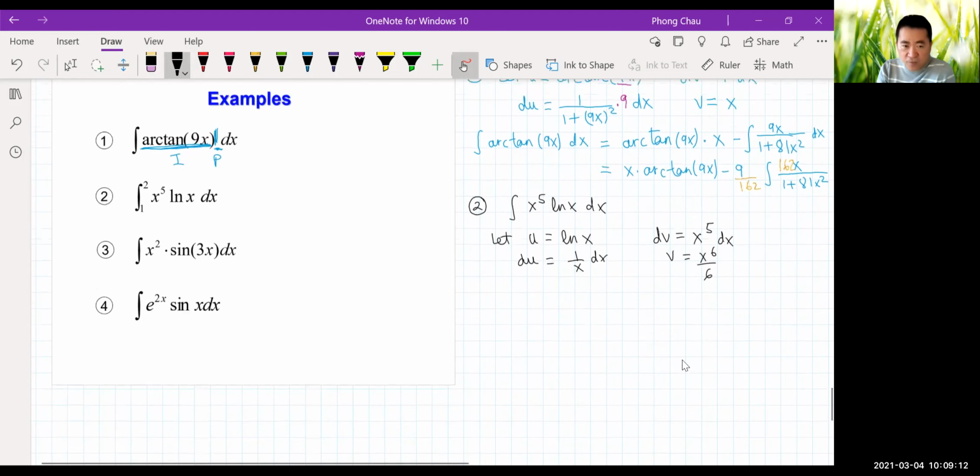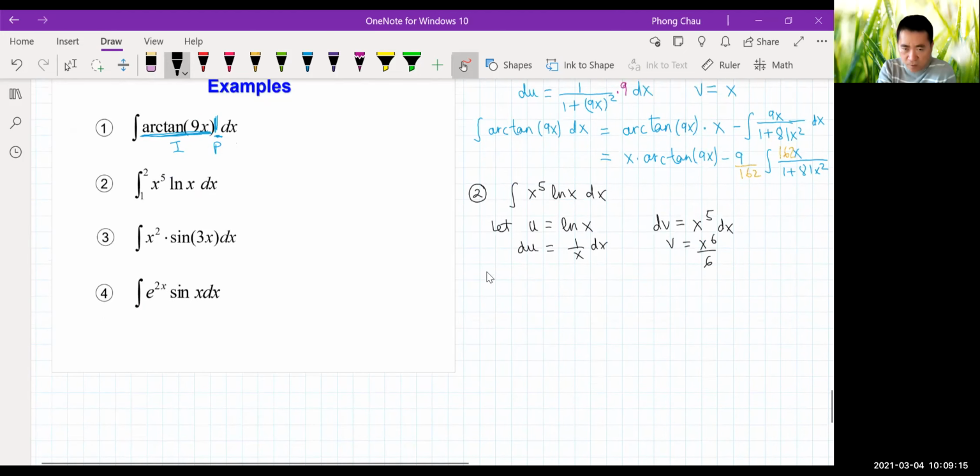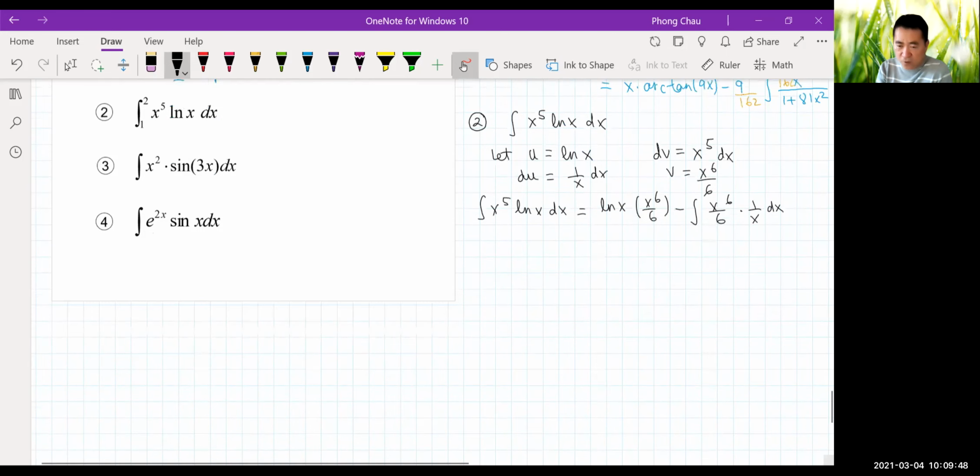So our indefinite integral, remember we're looking at the indefinite integral first, of x to the fifth natural log of x dx is u times v, natural log of x times x to the 6 over 6, minus the integral of x to the 6 over 6 times 1 over x dx. Right? u times v minus the integral of v du.